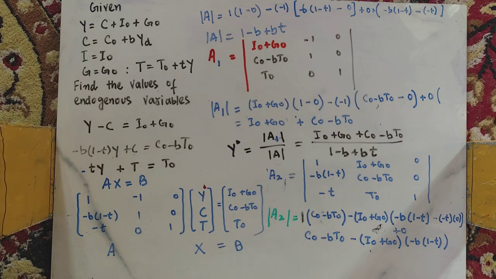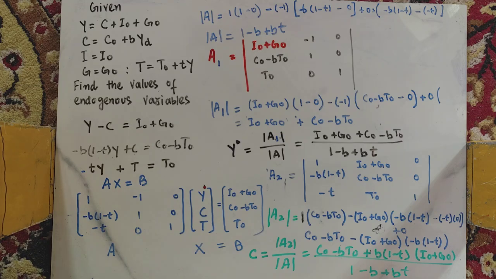Okay, you can simplify it further. I don't have the space here. Then the determinant, that is the equilibrium value of y, C will be equal to the determinant of A2 divided by the determinant of the coefficient matrix. So determinant is here C naught minus B T naught. Then we have minus into minus is plus. Let me write it here, plus B1 minus T. I am writing this term first. Then we have I naught plus G naught, and we divide it with the determinant of the coefficient matrix, which is 1 minus B plus BT. Okay.